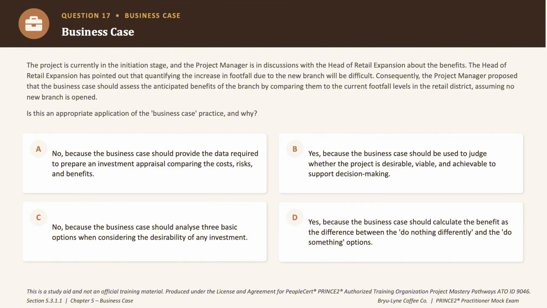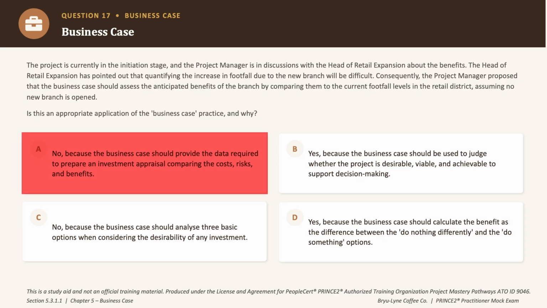Right, so the project manager wants to compare the branch's anticipated benefits against what would happen if no branch was opened. Now, question is, is this an appropriate application of the business case practice and why? Option A says no, because the business case should support an investment appraisal comparing costs, risks, and benefits. Now, that's true generally, but it doesn't explain why comparing against doing nothing is right here, right? So it is a very, very broad choice and does not actually address the key question, the scenario, as part of the overall premise. So eliminated.